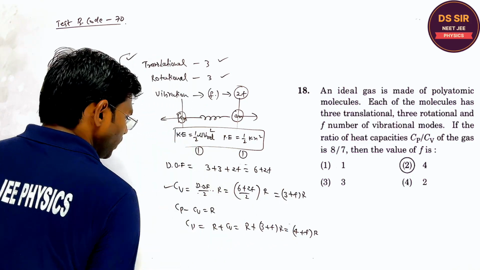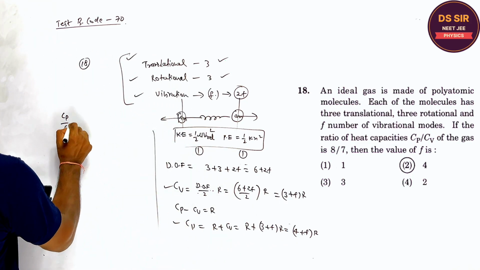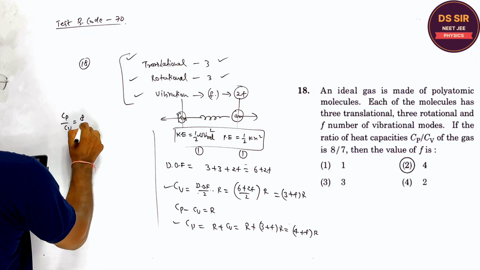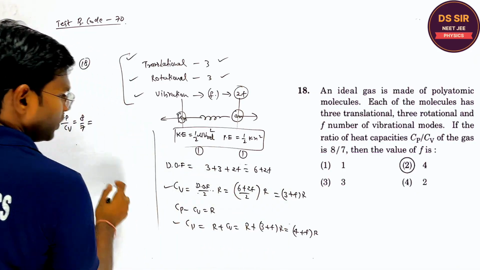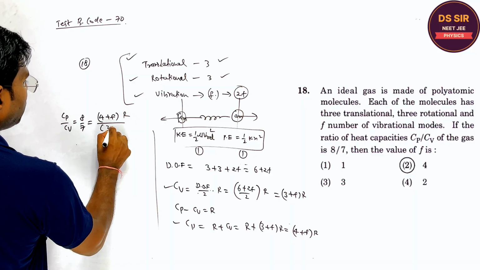So this is the value of the CV and this is the CP. But in the question, the CP upon CV is given as 8 upon 7. And if it is 8 upon 7, we have found CP is 4 plus F into R, and CV is 3 plus F into R.